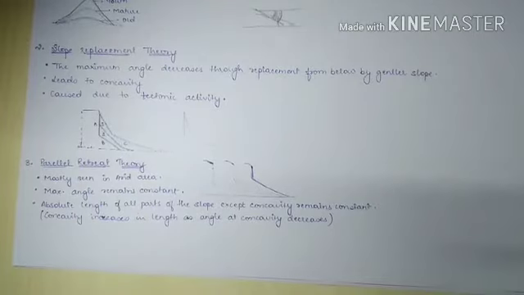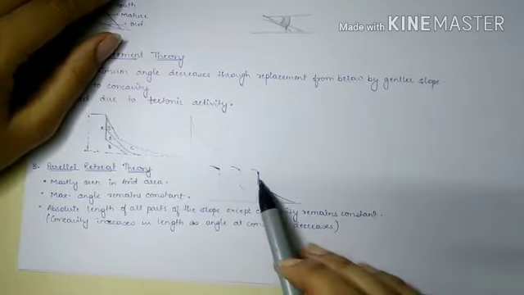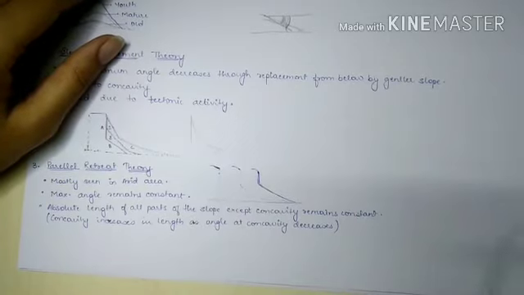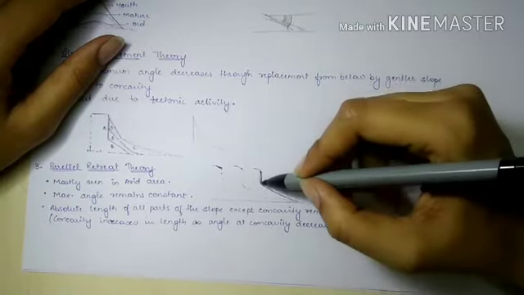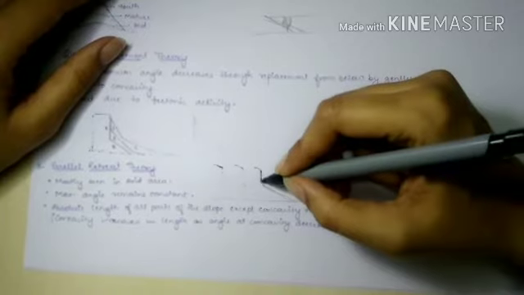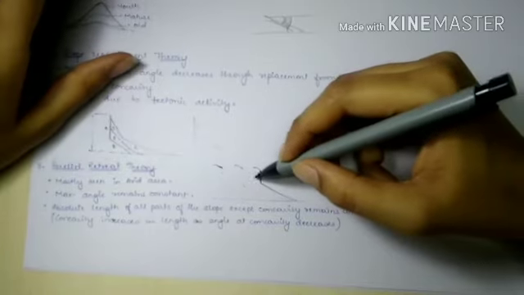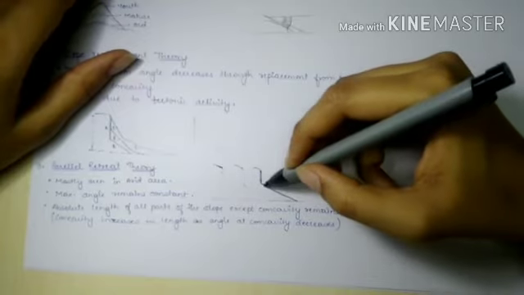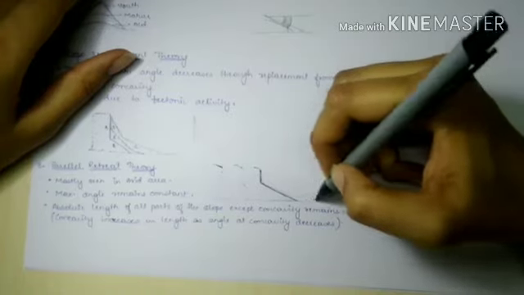The last one is the parallel retreat theory, which is mostly seen in arid regions. What happens here is, this is basically when a flood occurs in an arid region. It says that the maximum angle will remain constant, and the absolute length of all the parts of the slope will remain constant except for the concavity. This is the concavity, and this will not remain constant. Why? Because it will increase in length as the angle of concavity decreases.